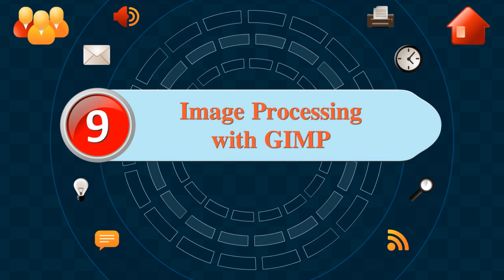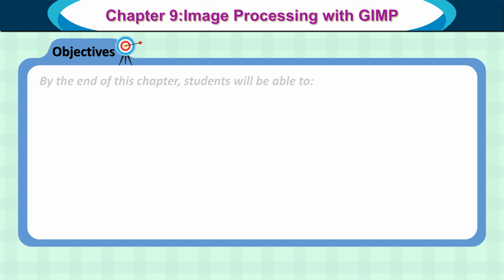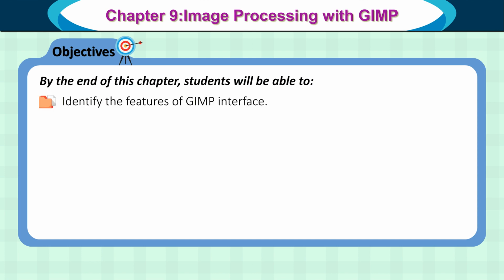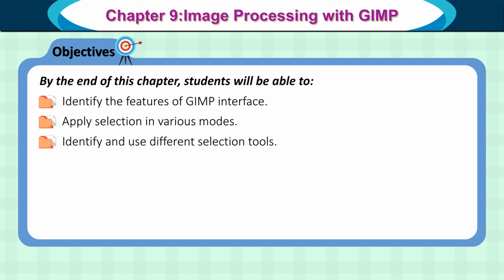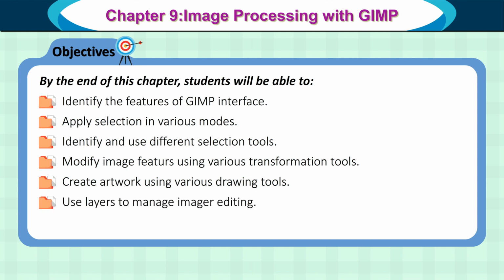Chapter 9: Image Processing with GIMP. Objectives. By the end of this chapter, students will be able to identify the features of the GIMP interface, apply selection in various modes, identify and use different selection tools, modify image features using various transformation tools, create artwork using various drawing tools, use layers to manage image editing, and apply various filters to enhance images.